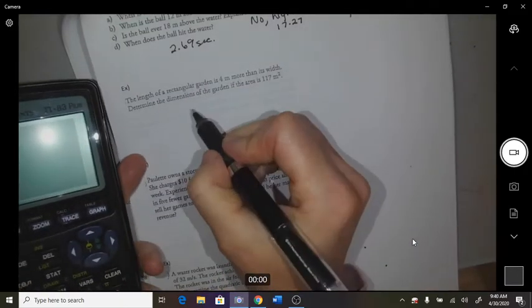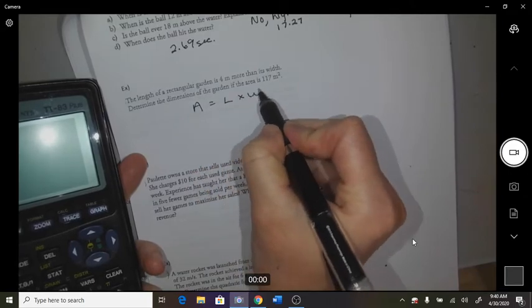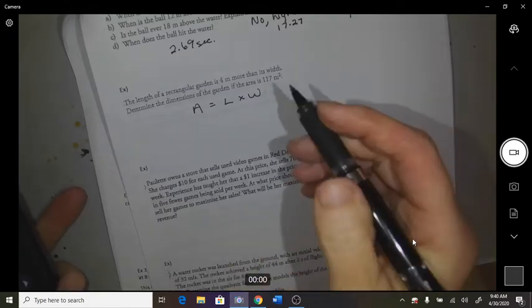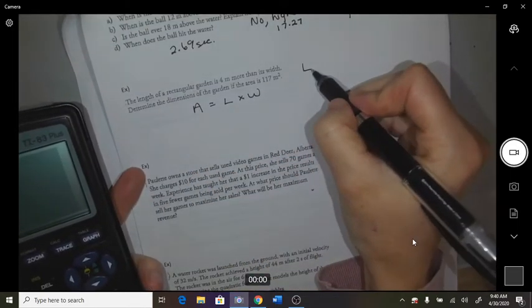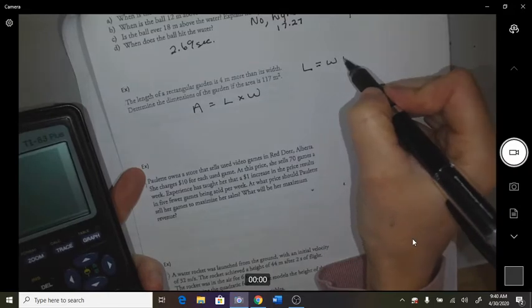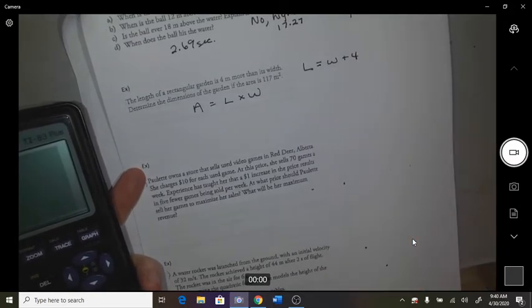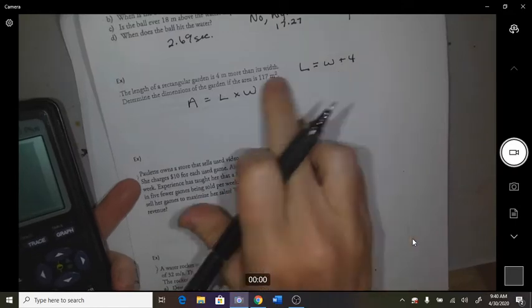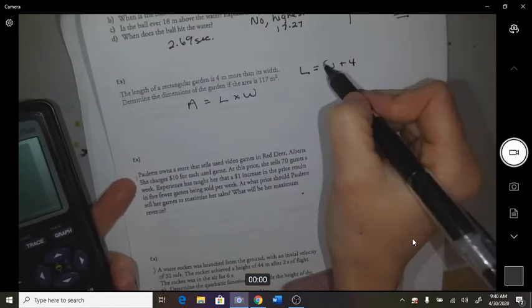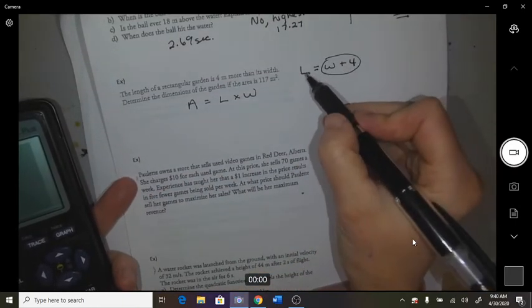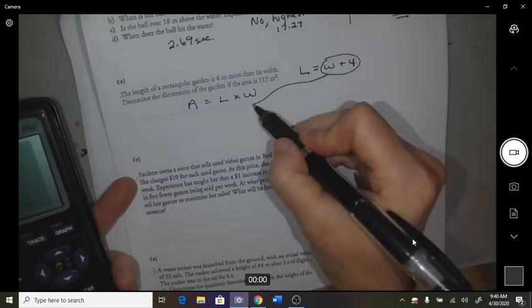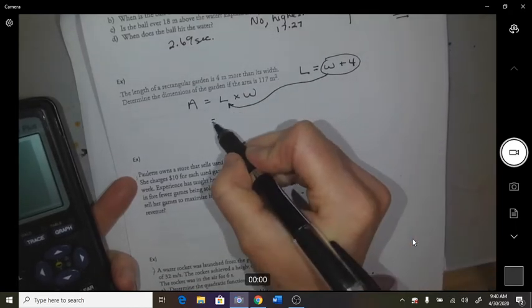The length of a rectangle garden is 4 more than its width. Determine the dimensions if the area is 117 meters squared. Okay, so we know that about the area of a rectangle. And the length of the rectangle is 4 more than its width. Okay, so that's the mathematical sentence of that. So what I'm going to do is take this statement, and since it's equal to L, I'm going to go in there and replace it.